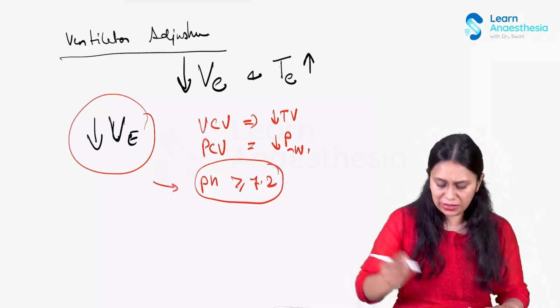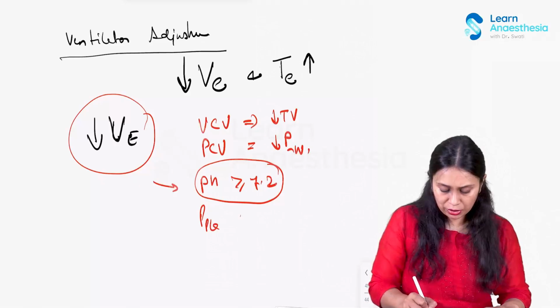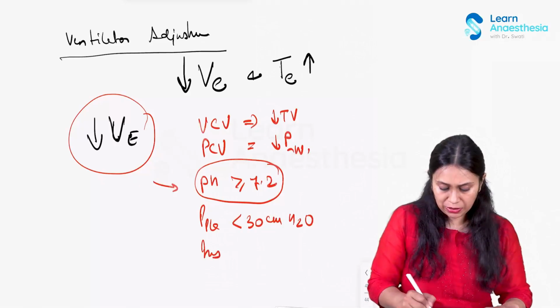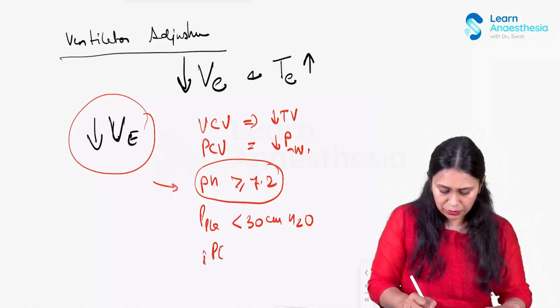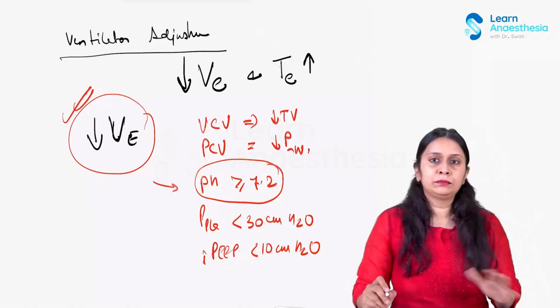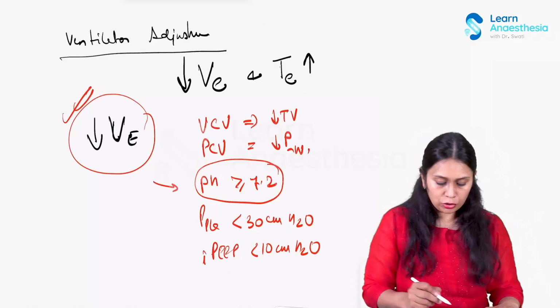So the target is pH more than 7.2, the plateau pressure less than 30 centimeter of water, and the intrinsic PEEP should be achieved less than 10 centimeter of water, right? So we have to decrease the tidal volume. So how do we do that?